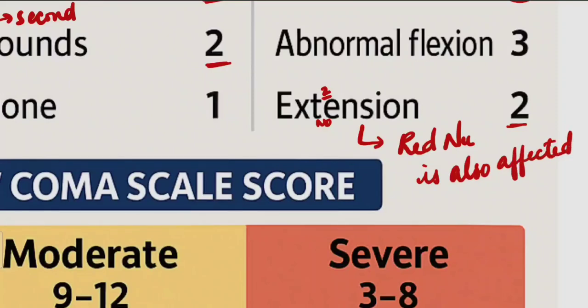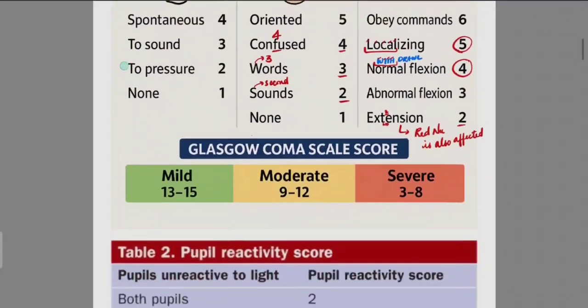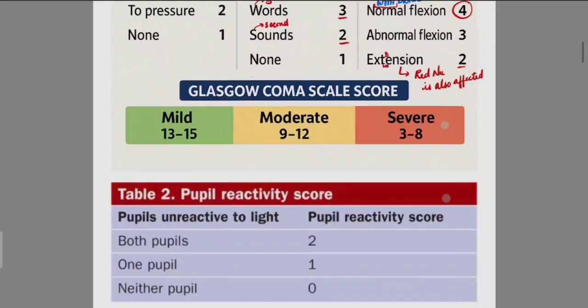Alright, so that is it, and you're done with your Glasgow coma scale, and I hope you will not forget it. Let's see the score. Minimum is going to be 3, maximum is going to be 15. Alright, it's not 10, no, it's 3 and 15.